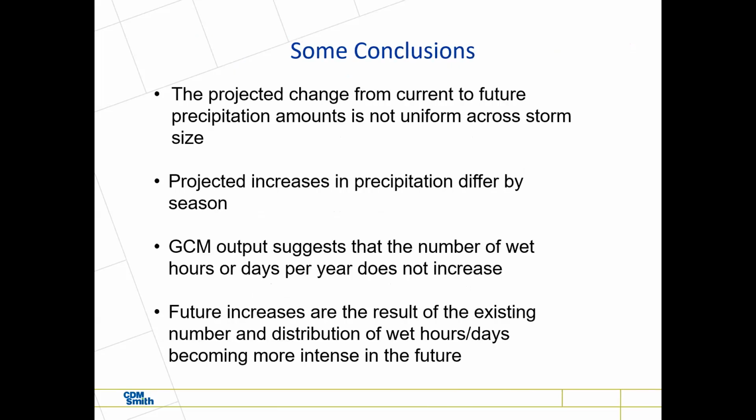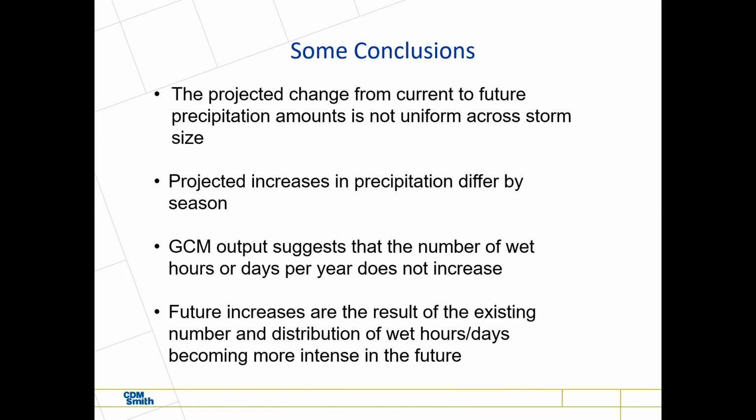Okay, a few conclusions. The projected change from current to future is not uniform across storm size. This is absolutely important because in many cases you're really looking at the larger storms. It also differs by season, and that might be important for whatever you have to be planning for.